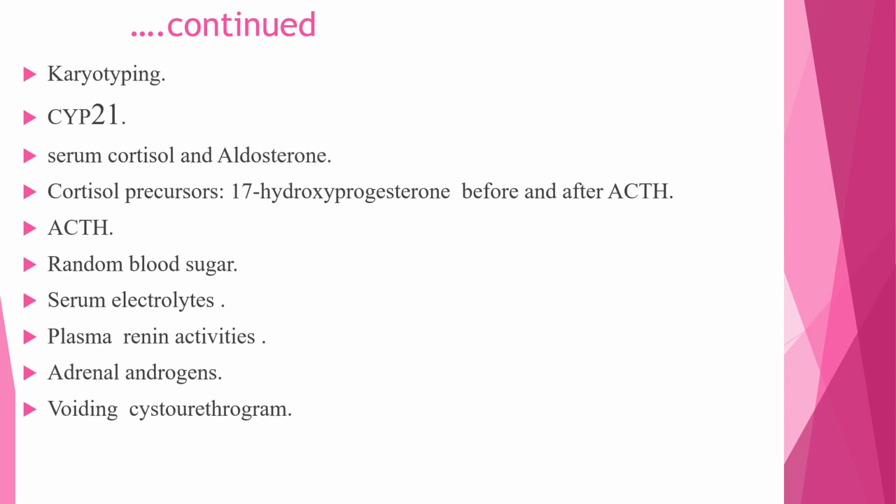Karyotyping, CYP21 level, serum cortisol and aldosterone, cortisol precursors which are expected to increase, such as hydroxyprogesterone, before and after ACTH stimulation, ACTH level which is expected to be high, blood glucose level, and serum electrolytes, where we expect hyponatremia and hyperkalemia, plasma renin activity, adrenal androgens, and a cystourethrogram should be done.